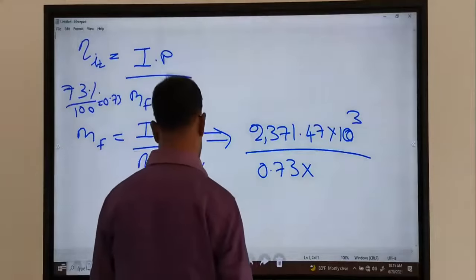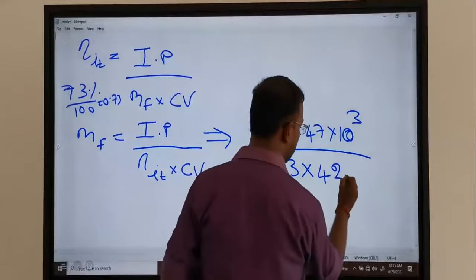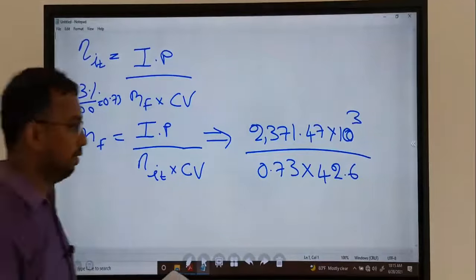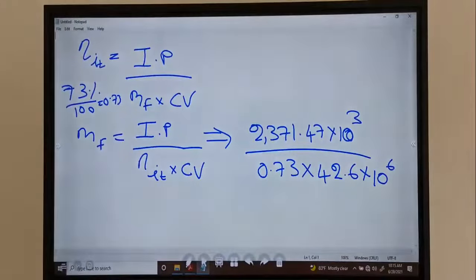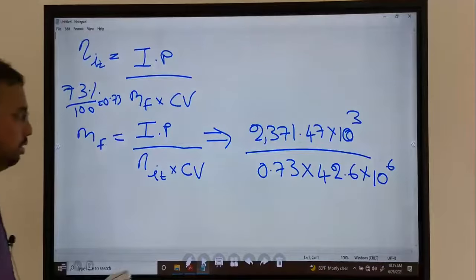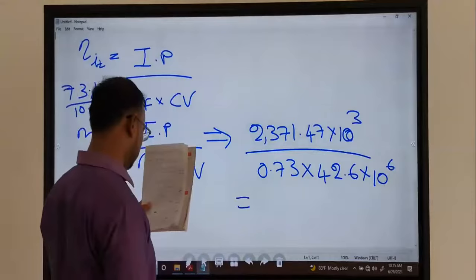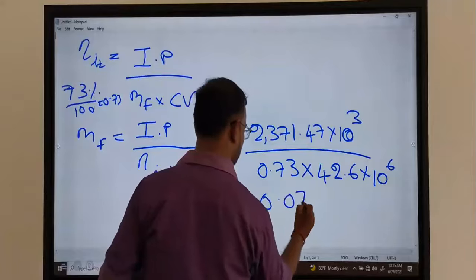Then the CV value we know, 42.6, that means megajoule. We have to put the megajoule value, so here we have to change it, 10^6. So now the value of MF comes to 0.076.